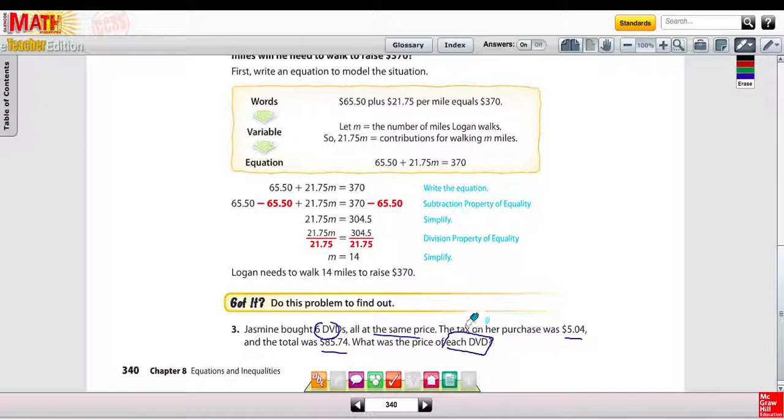Okay, so that's our indication that we're going to have a variable stand for each DVD. You can have an X, you can have a Y, you can have whatever you want. But if we did know the price of the DVD, we would multiply it by 6 because she bought 6 DVDs total. And then the tax was $5.04.